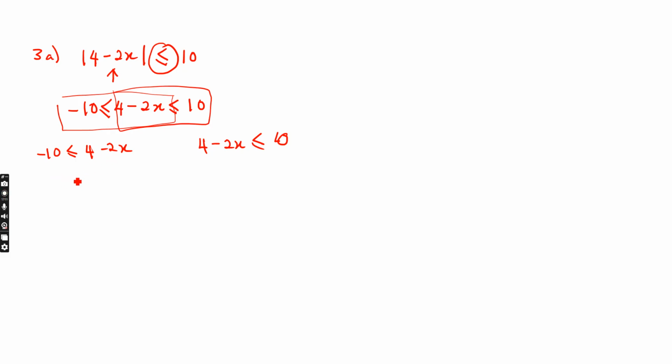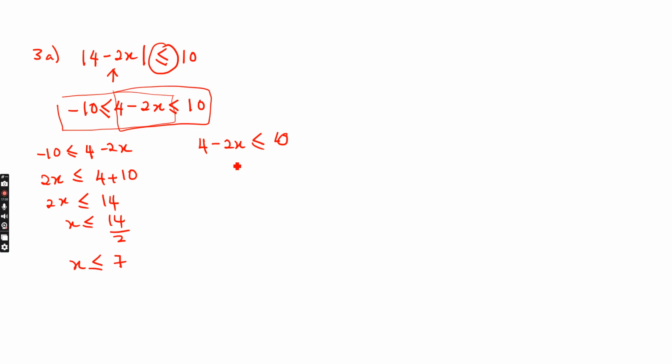Okay, now what we're going to do is move x here, and less than 4 we're just going to maintain, and then 10 we're going to move to the right side. Okay, and then you will get 14 over 2, which is equal to 7. Okay, so your first result is x is less than or equal to 7.